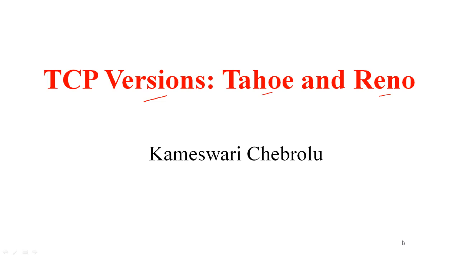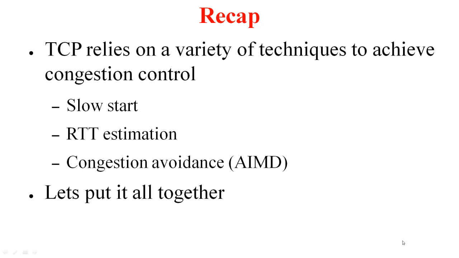But anyway, a few quick questions. To do congestion control, TCP relies on these three mechanisms. Slow start is about filling the pipe. RTT estimation is about conservation, that is, not putting in a packet unless one is removed from the pipe. And congestion avoidance is about adapting to the path. So in this video, we will put them all together in different TCP versions and look at some concrete examples.